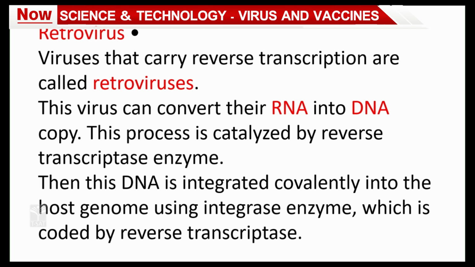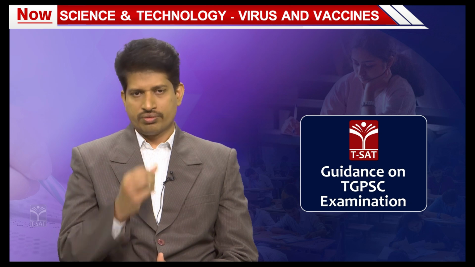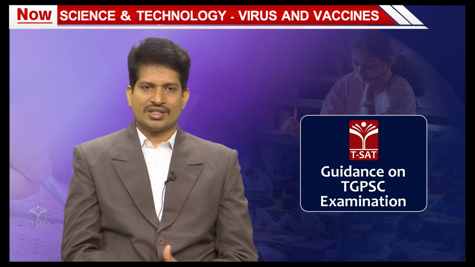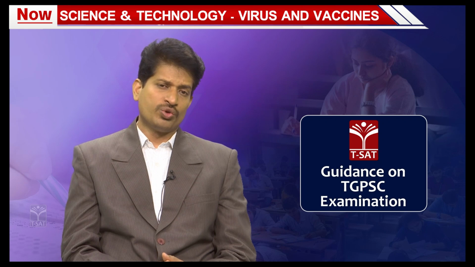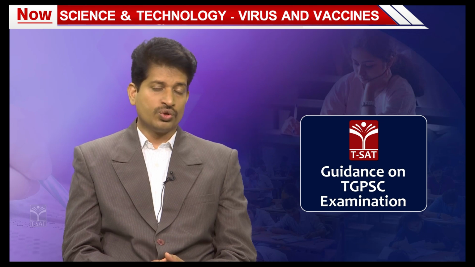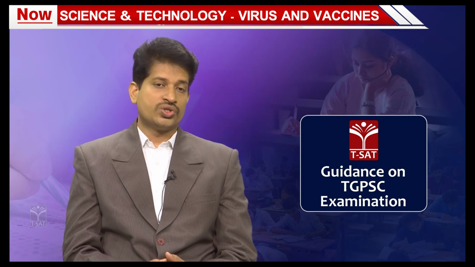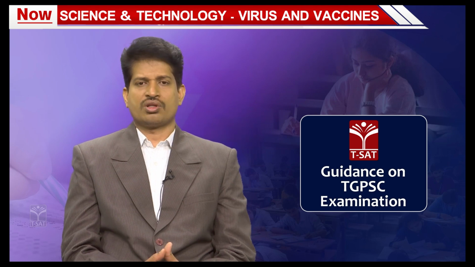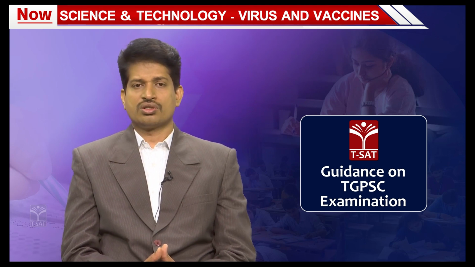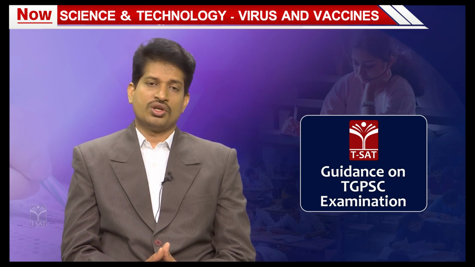This is how retroviruses are considered to be more dangerous, because in the process of reverse transcription there is a possibility of more mutations. Mutations are responsible for a variant of concern. A variant of concern is a mutated virus which can impact a wave of disease. The first wave, the second wave or the third wave is because of a variant of concern.